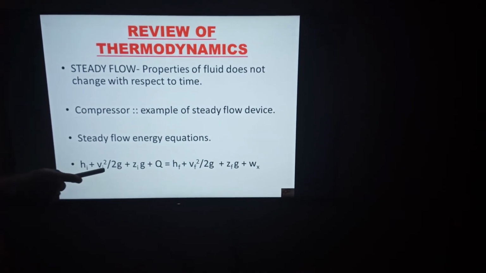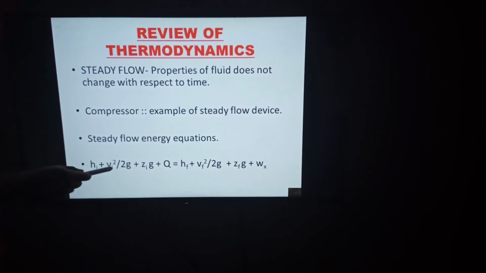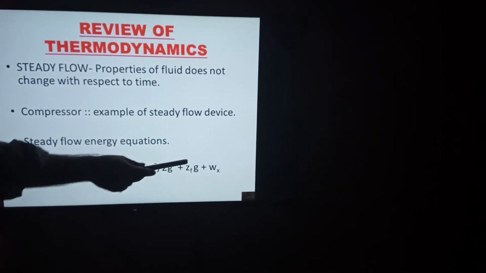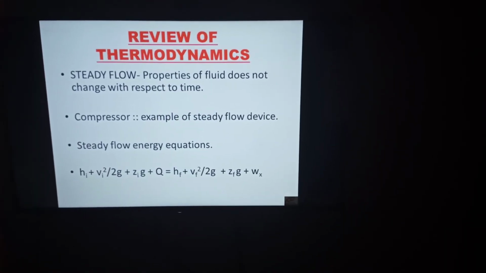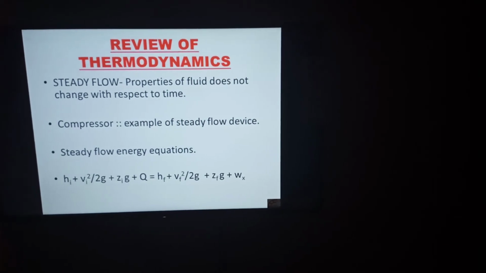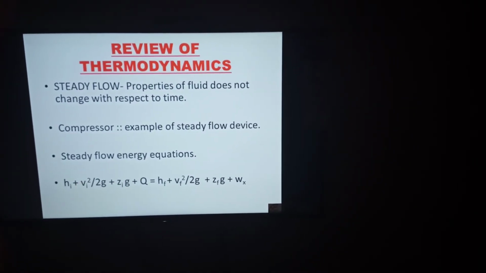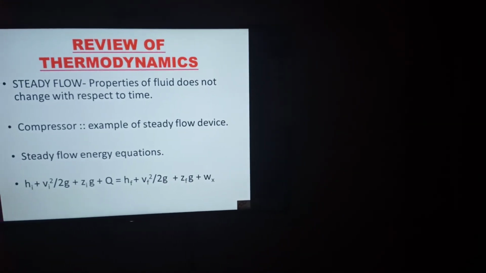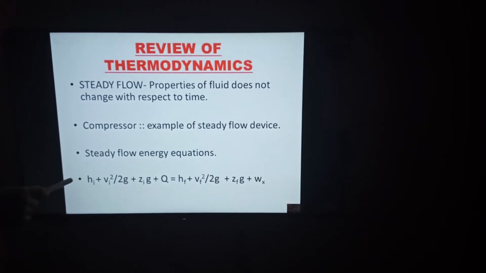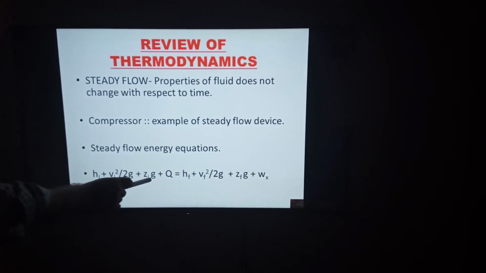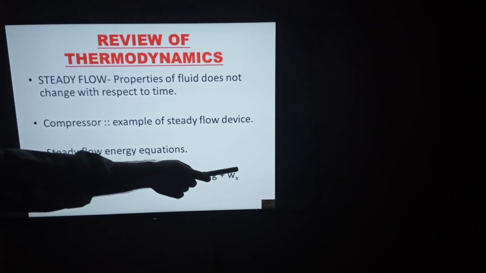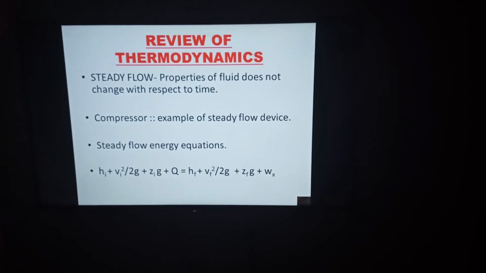Hi, Vi, Zi represent the enthalpy, velocity and datum head at inlet. Hf, Vf and Zf represent the enthalpy, velocity and potential head, that is height, at outlet. Q represents the rate of heat transfer; we can write Q as dQ also. And dWx represents the rate of shaft work. So enthalpy, velocity, potential head and rate of heat transfer at inlet, and enthalpy, velocity, potential head and rate of shaft work at outlet. This is known as the steady flow energy equation.